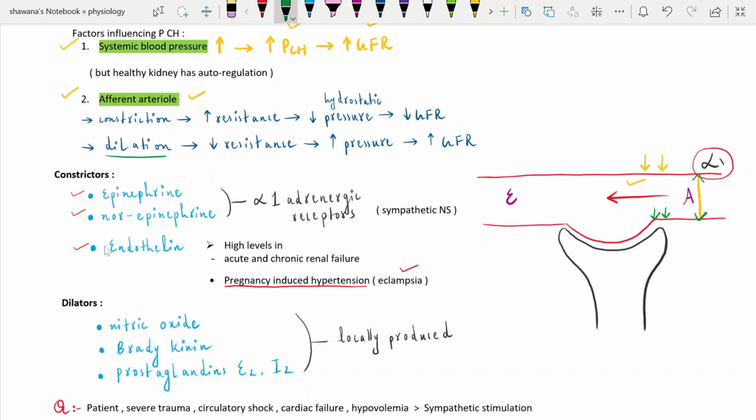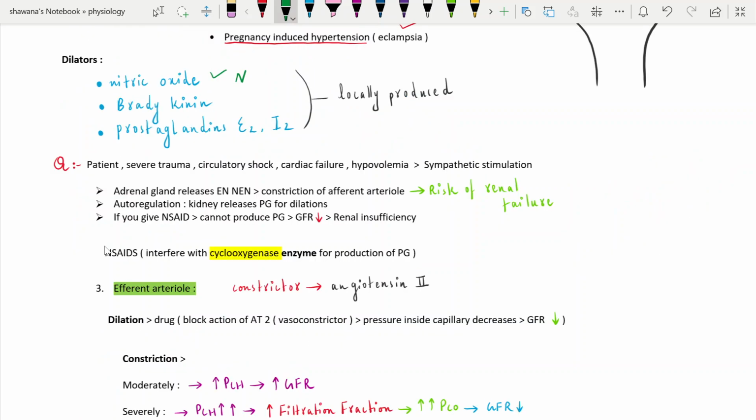In case of dilation, the resistance is reduced and the pressure will build up here, and it will increase the GFR. Because of dilation, a large amount of blood will pour into the glomerulus, so it will favor the pressure and it will favor the filtration. The important dilators are nitric oxide, NO, which are produced locally, bradykinin and prostaglandins E2 and I2. These three are the locally produced dilators of the afferent arteriole, and these all can increase the GFR.